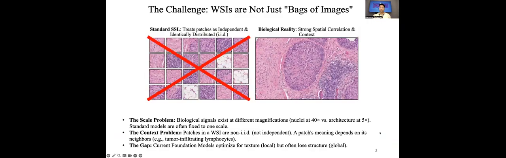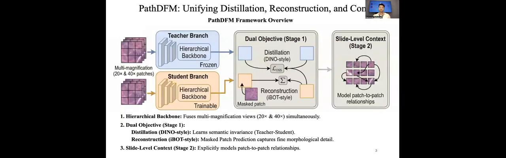So the current foundation models treat whole slide images as a bag of patches. As you can see on the left, standard SSL treats every tile as independent, but biology doesn't work that way. A patch's meaning depends entirely on its context, like whether a lymphocyte is inside a tumor or out in the stroma. Current models fail to capture this spatial context, and they struggle to link the cellular details at 40x with a broader tissue architecture at 5x. We built PathDFM to solve this.